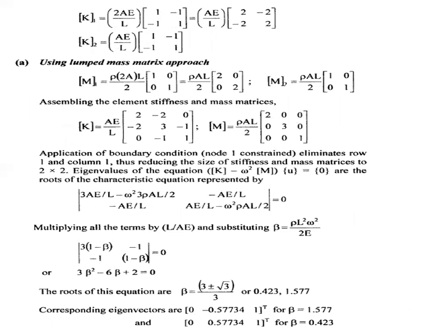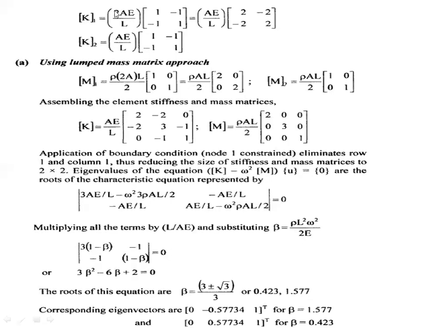toward how to get the stiffness matrix for each and every element. We know that this problem belongs to the bar problem. For a bar, the element stiffness matrix is AE by L into [1, -1; -1, 1]. This is the formula for the bar element. For the first element, A is 2 times capital A, so it is 2A times E divided by the length, into [1, -1; -1, 1].